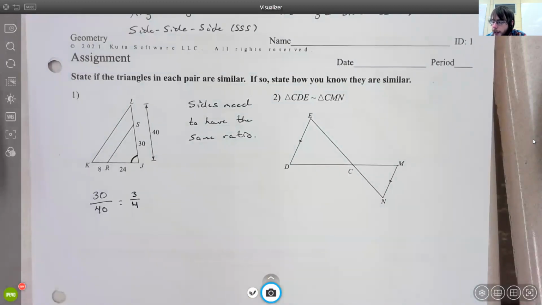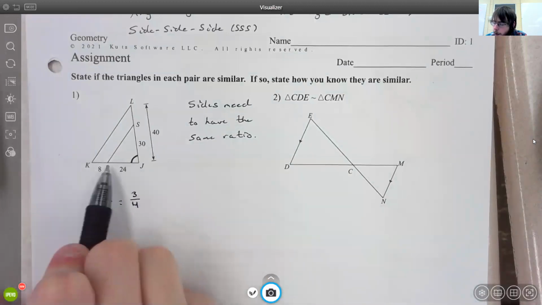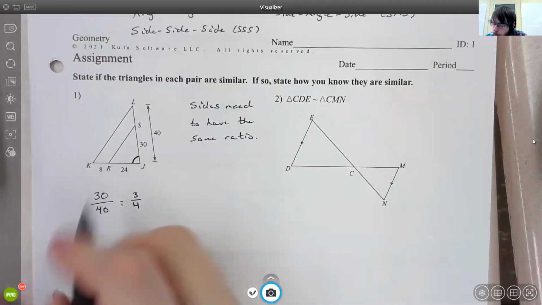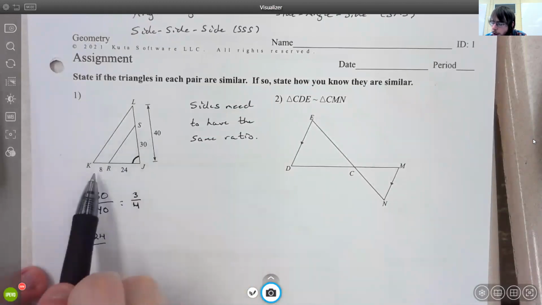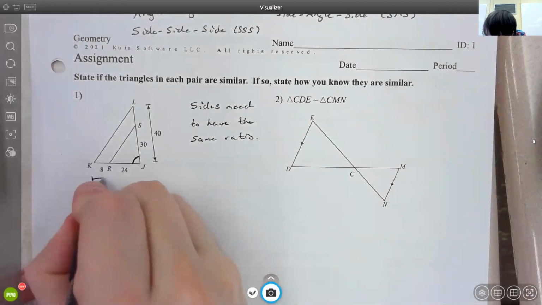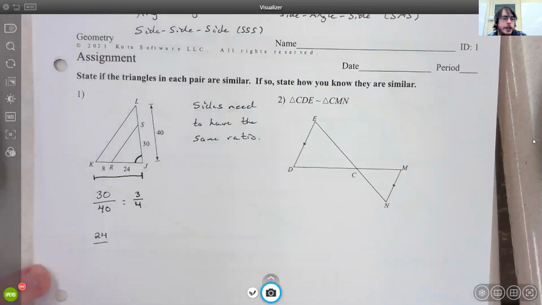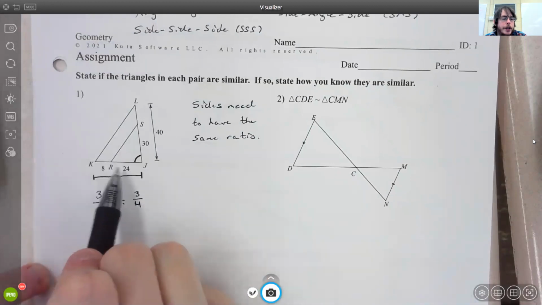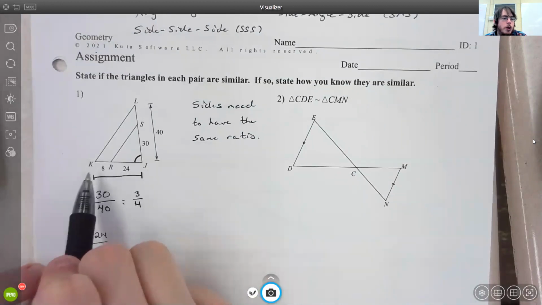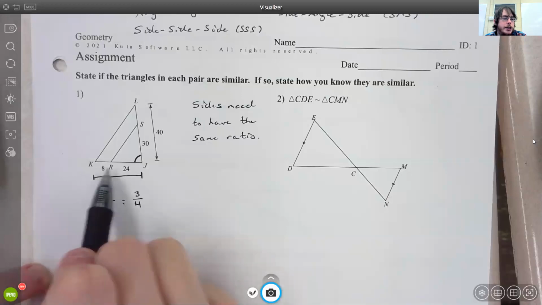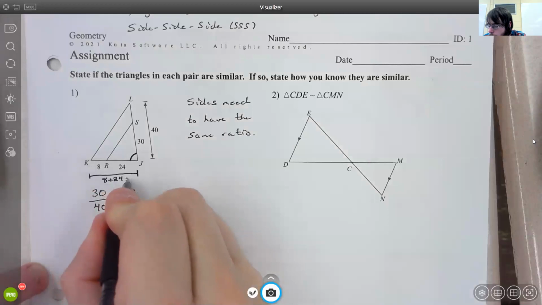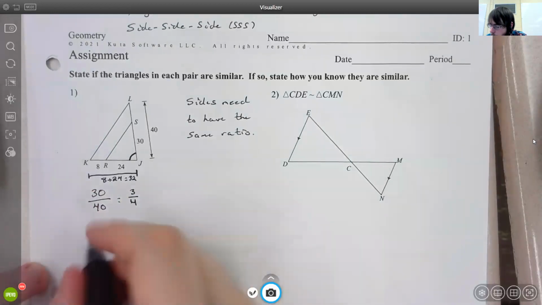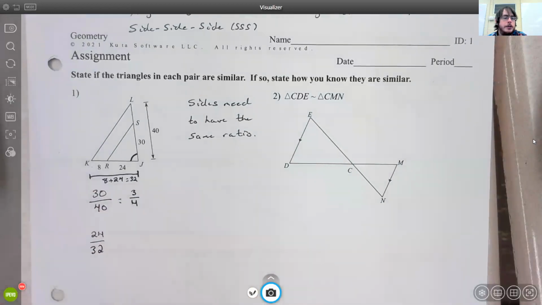All right, now we're going to look at our next one. We have a second side for our small triangle, so we're going to start with that one because we started with the small one first. Now you'll notice here that the big triangle doesn't have the side labeled here. However, we do have these two parts. So what we need to do here is add these two parts to get our other large side. So 8 plus 24 gives us 32. So that will go underneath it.